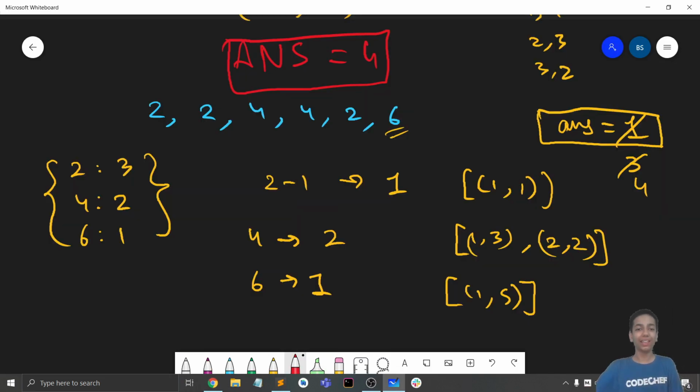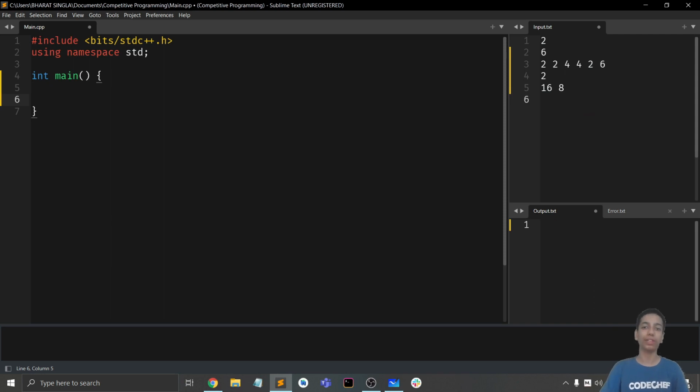Great. And again, remember that we do not need to take care if these 2 points could come out to be the same. Because as we discussed in the first observation, two distinct numbers cannot be split into 2 points such that they are equal. Great. So now let's move on to the implementation. So let's start off with the code.